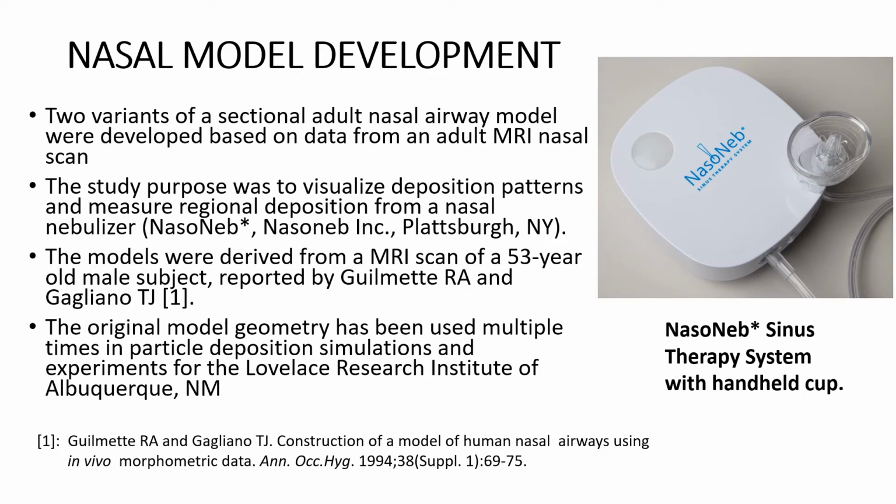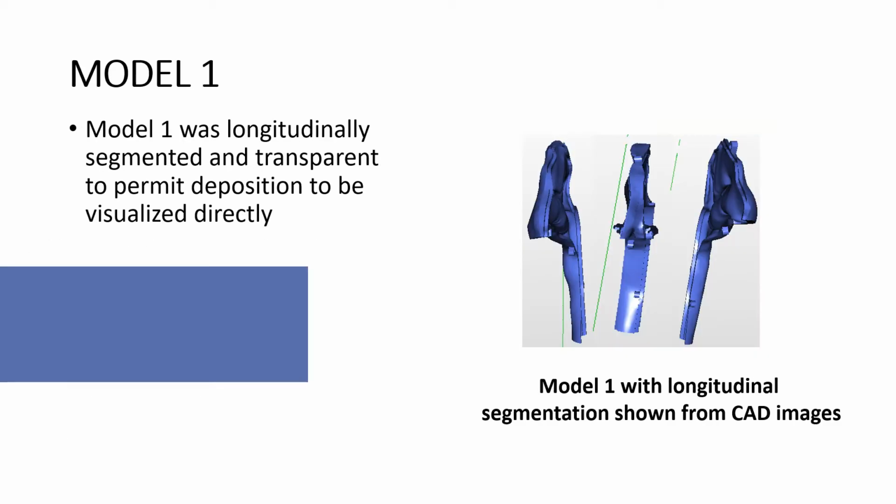In this study, two variants of a sectional adult nasal airway model were developed based on data from an adult MRI scan. The study purpose was to visualize deposition patterns and measure regional deposition from a nasal nebulizer. Both models have the exact same internal geometry.